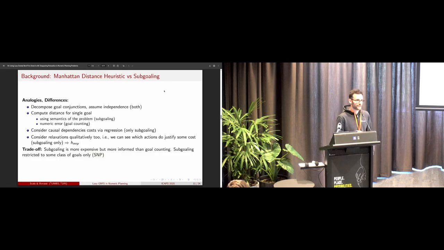The relaxation-based heuristic that works on subgoaling can also be used to consider relaxation from a more qualitative point of view, in the sense that it can be used to see what actions justify the cost of achieving a subgoal, and this is what the HMRP heuristic does. So the trade-off is quite clear in the sense that subgoaling is more expensive to compute but more informed, and it's important to note that this kind of subgoaling heuristic only works for simple numeric planning problems.